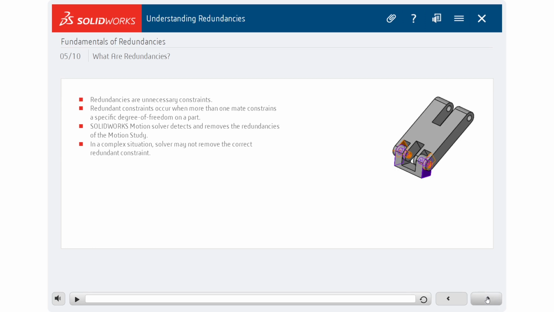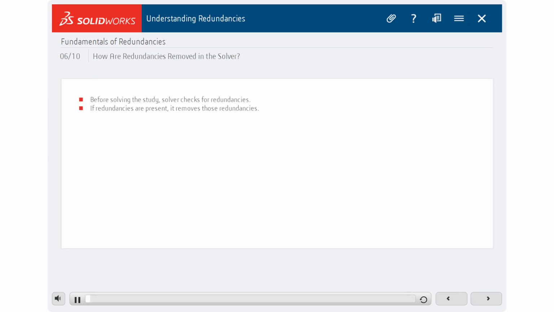Before a simulation is run, the solver goes through the process of detecting if the mechanism contains redundancies. If it detects redundancies, it will try to remove them. If successful, the simulation will run as normal. Else, redundancies are evaluated and potentially removed at each time step.